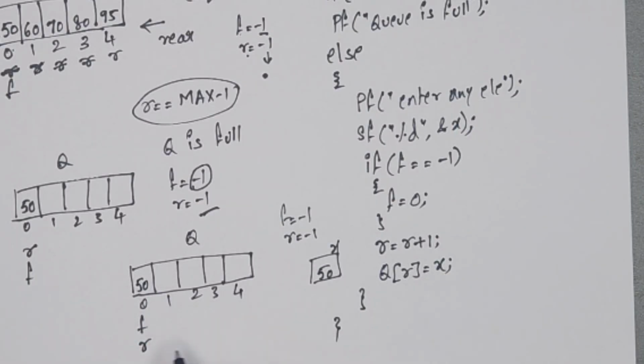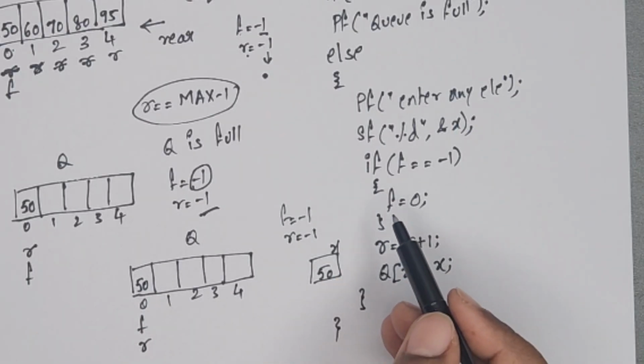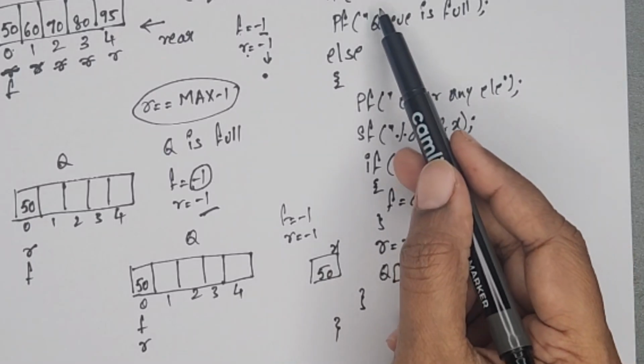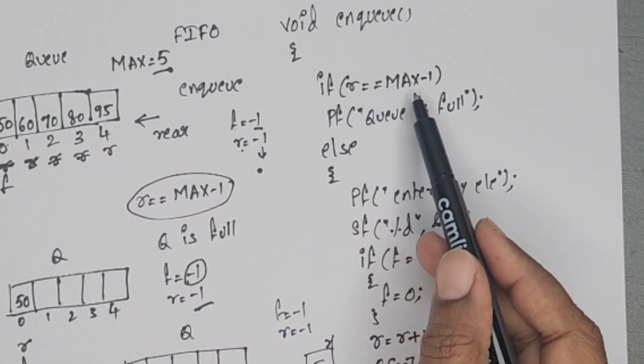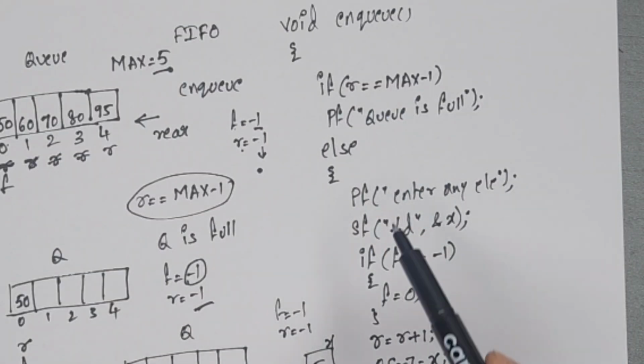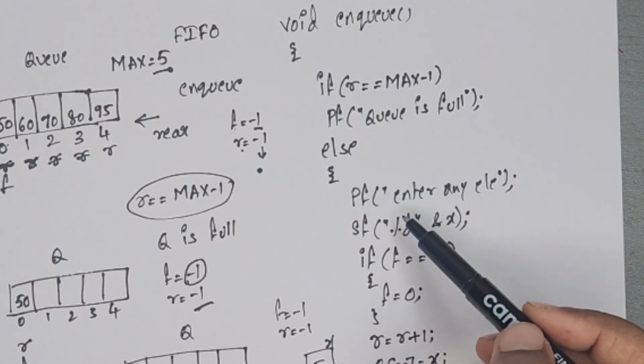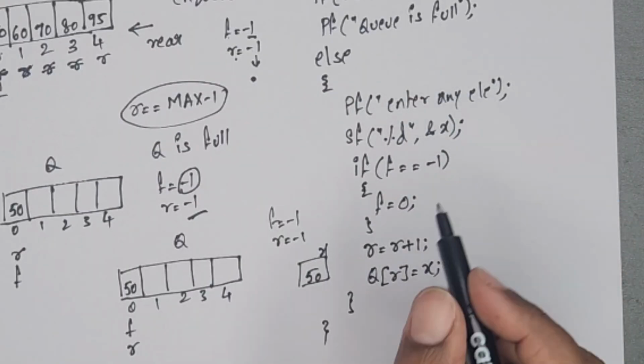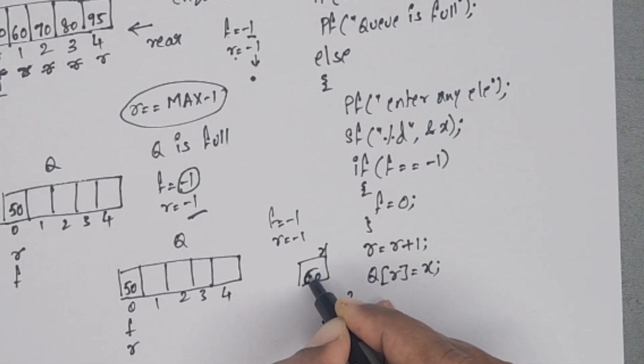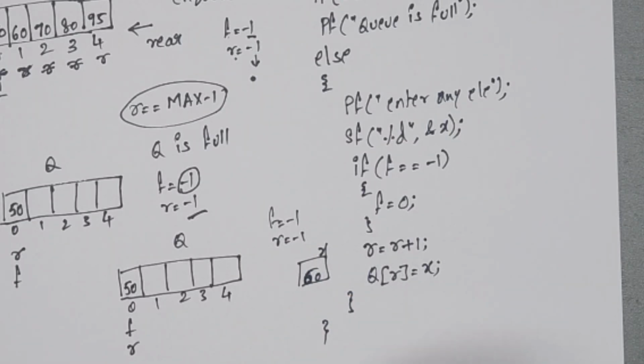Okay, next step. Whenever you call the enqueue function again, it will check the condition. Is rear maximum minus 1? No, it is 0, not maximum minus 1, so it is not full. So it comes to the else part. Again, read one element that will be assigned to x. Now I am going to assign 60. Now x value is 60.